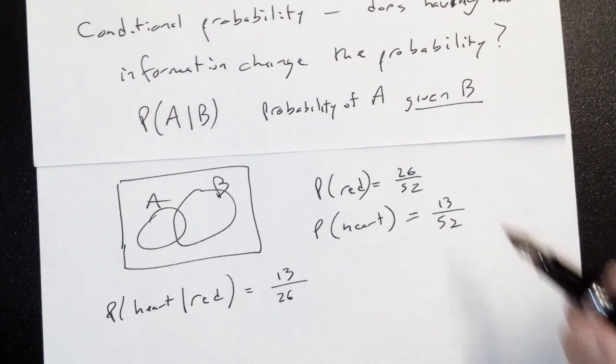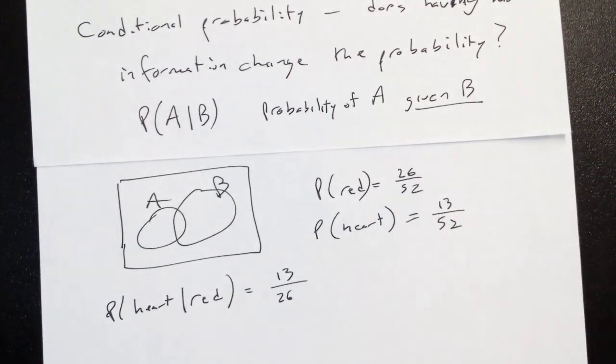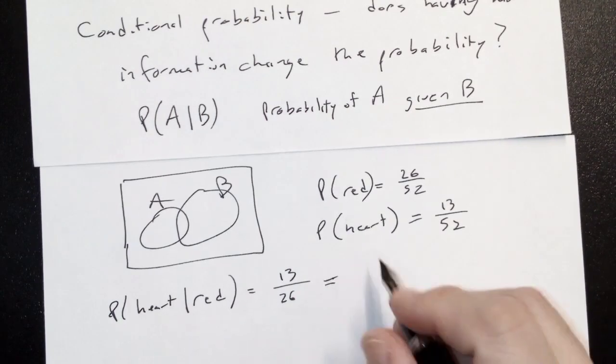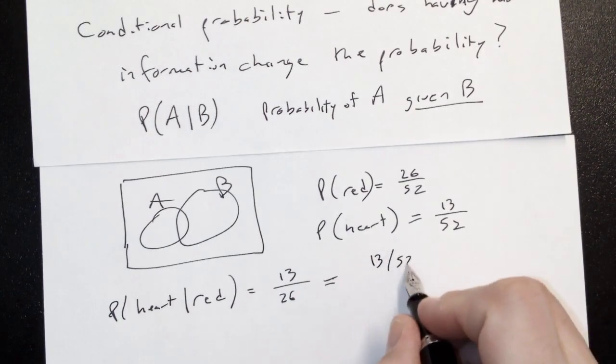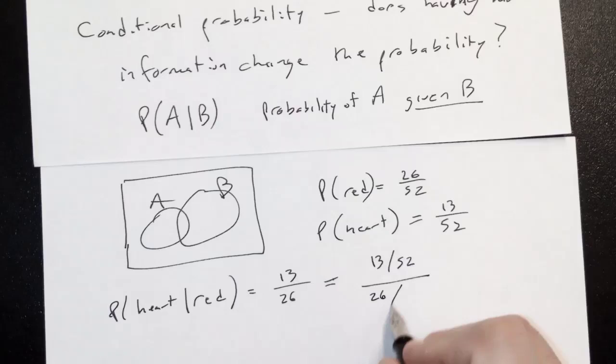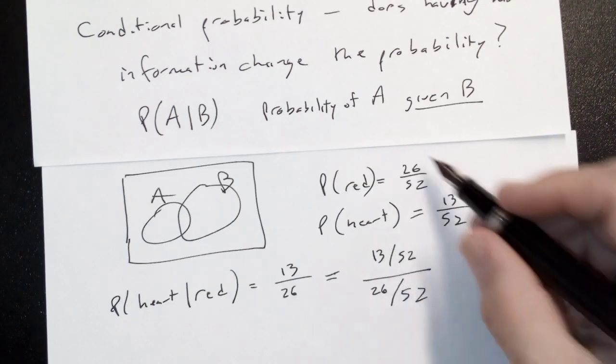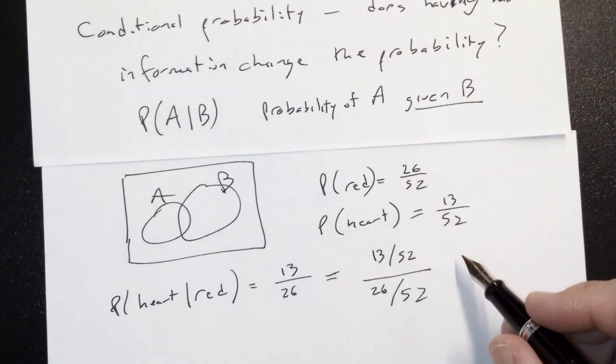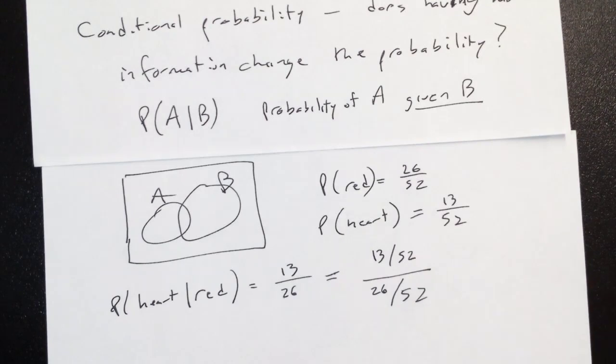But let me put that back in terms of these fractions. I'm going to be sneaky. And instead of writing this as 13 over 26, I'm going to write this as 13 out of 52 over 26 out of 52. Right, the out of 52s would cancel. But now I can see these are the probabilities up here.